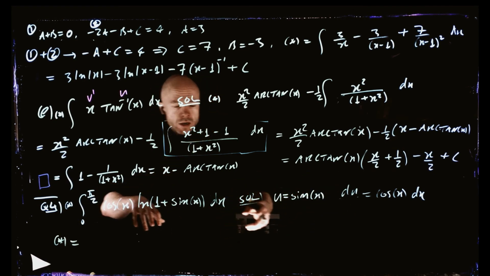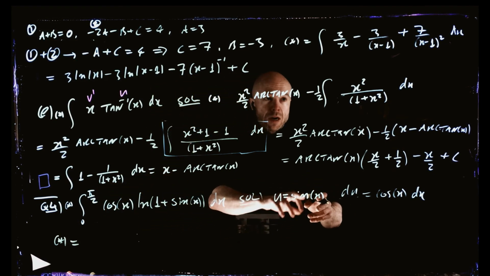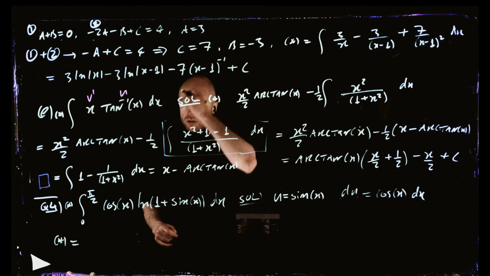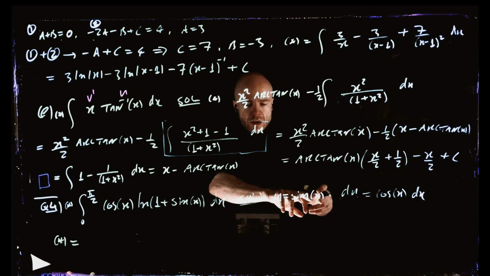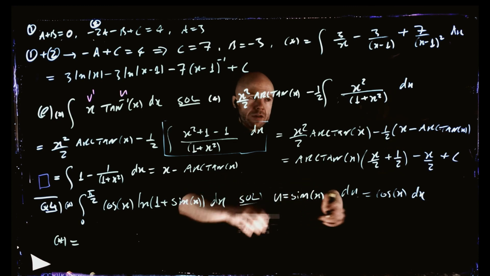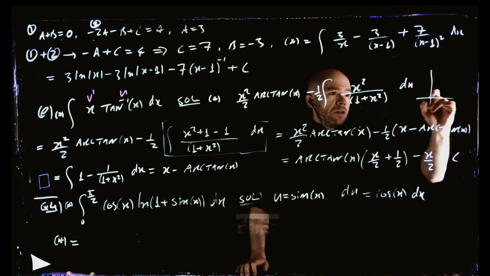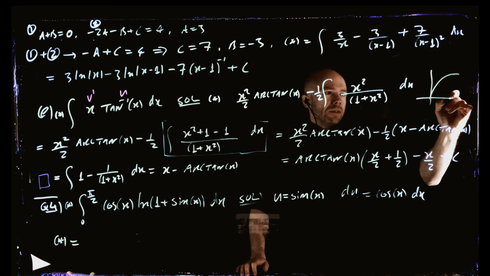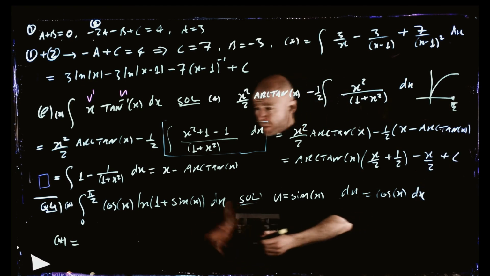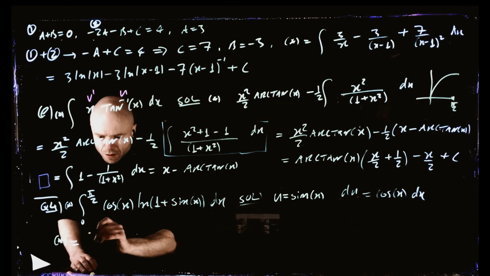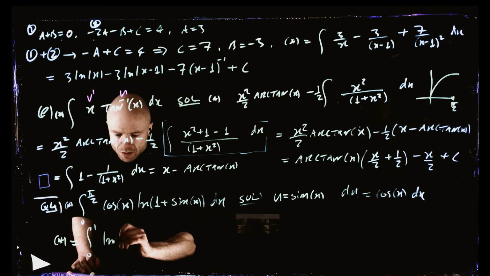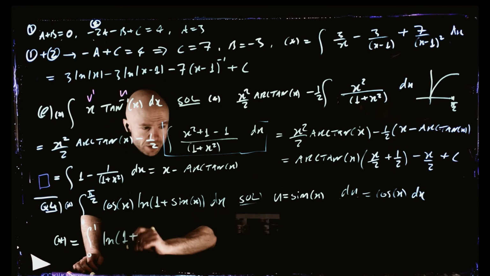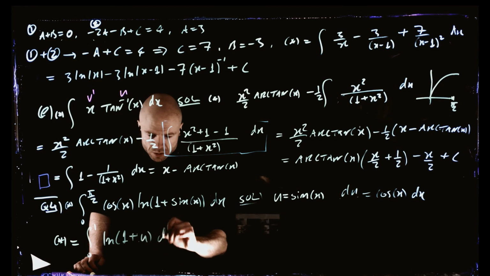When x is equal to pi over 2, we're going to put that in here. So sine of pi over 2 is just 1. So then these limits go from 0 to 1. And then we're going to have log of 1 plus u du. Yeah?